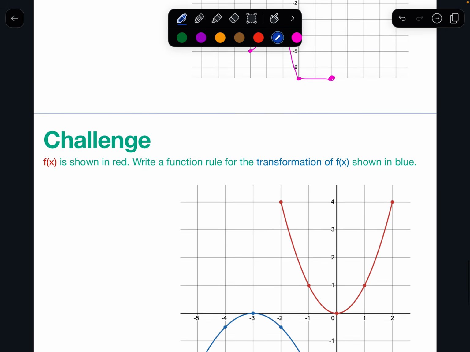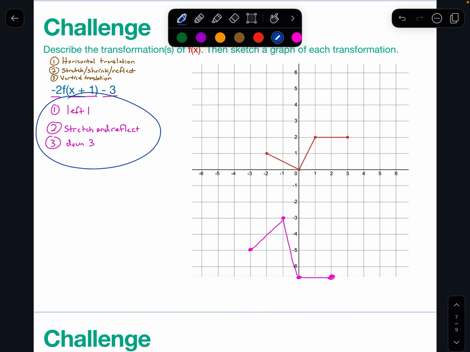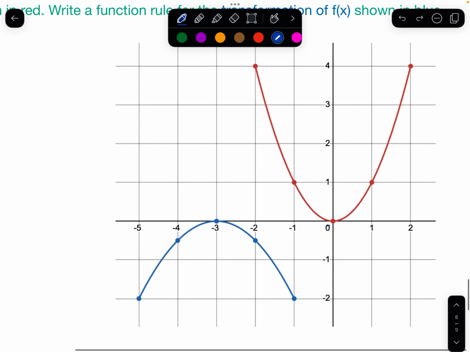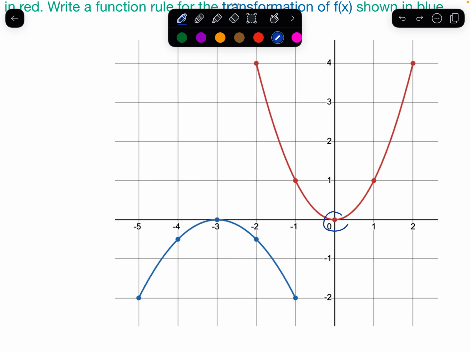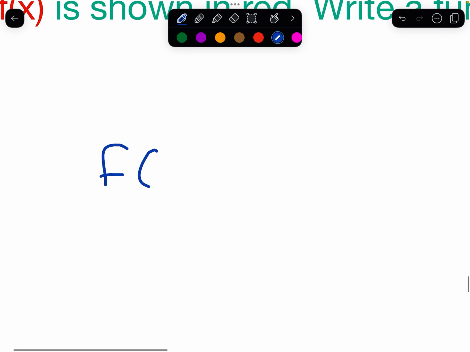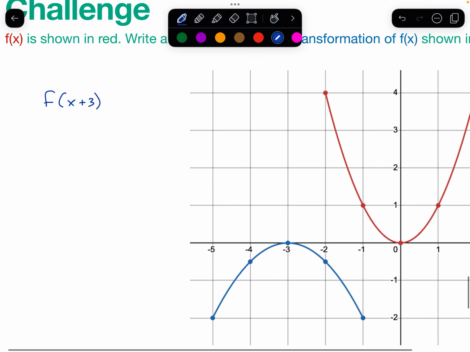Okay, now let's look for our order of transformations here. Let's first check to see if there's any horizontal shifting. Well, if I take this landmark point on the red graph and compare it to its same landmark spot on the transformed graph, it would appear that there is a shift to the left 3. So I have to construct my function in such a way that there is a shift to the left 3. And I can make that happen by adding 3 inside of this function's grouping symbols.